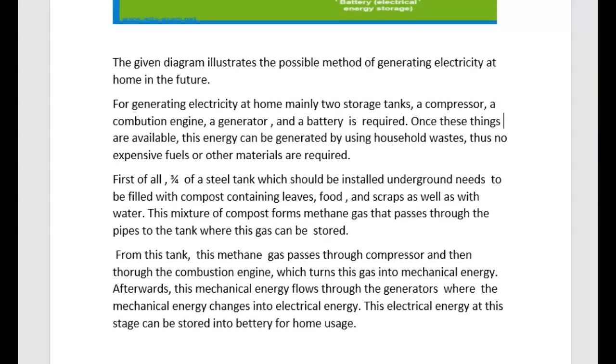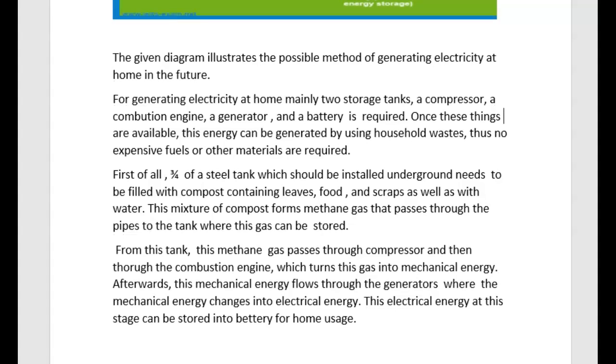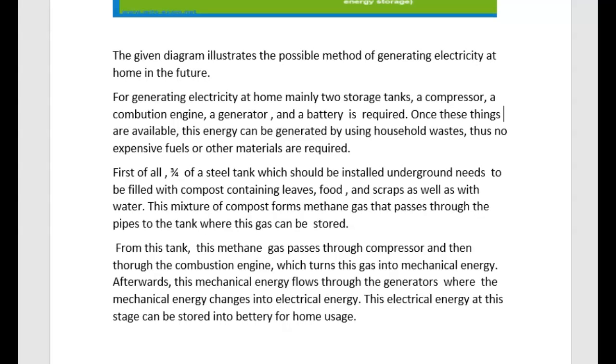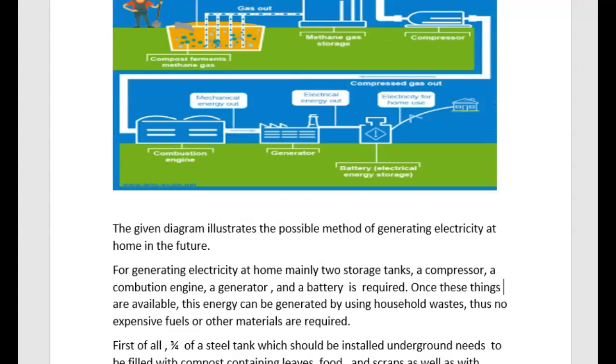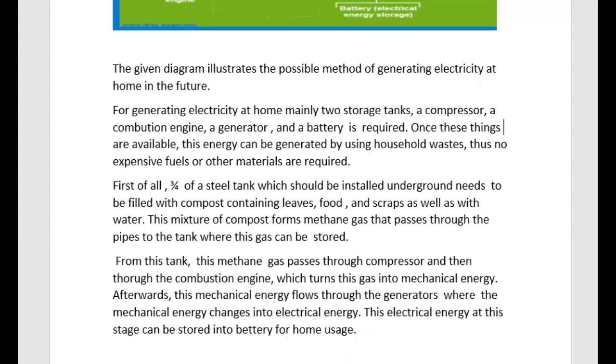First of all, three-quarters of a steel tank, which should be installed underground, needs to be filled with compost containing leaves, food, and scraps, as well as with water. This mixture of compost forms methane gas that passes through the pipes to the tank where this gas can be stored. Okay. From this tank, this methane gas passes through the compressor and then through the combustion engine, which turns this gas into mechanical energy.